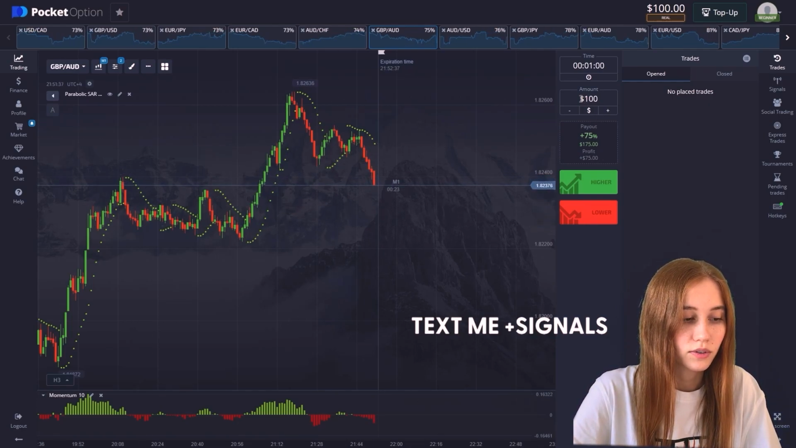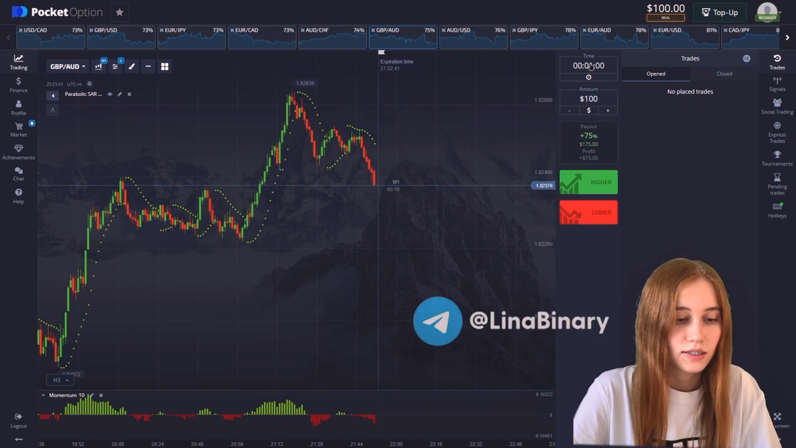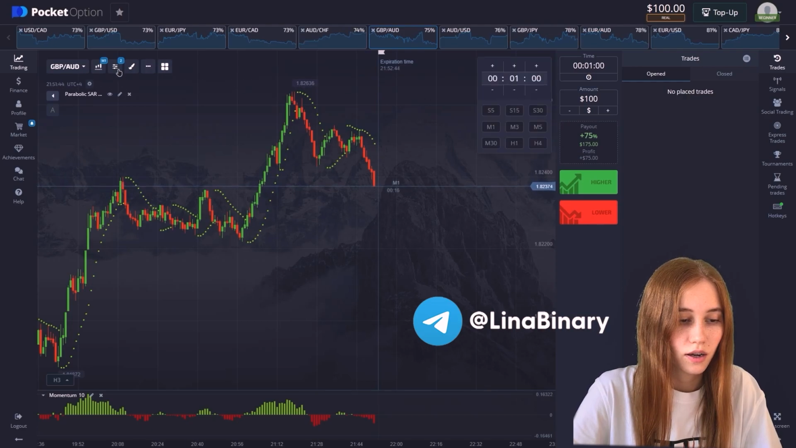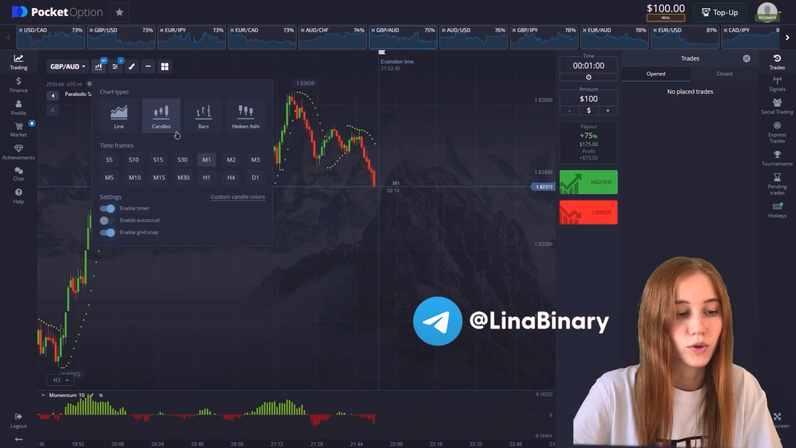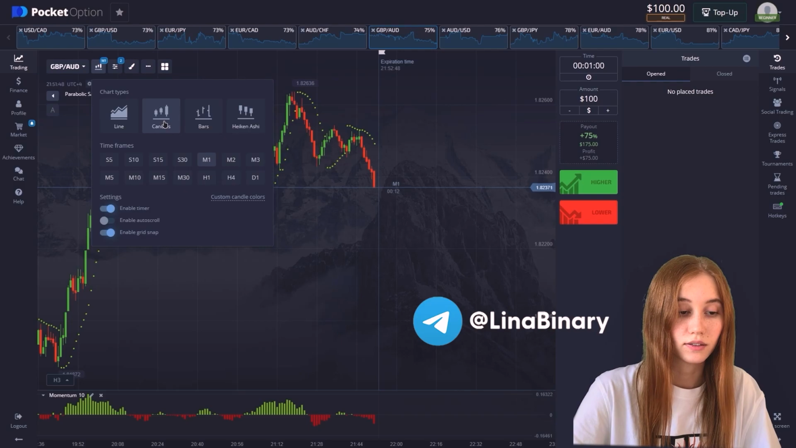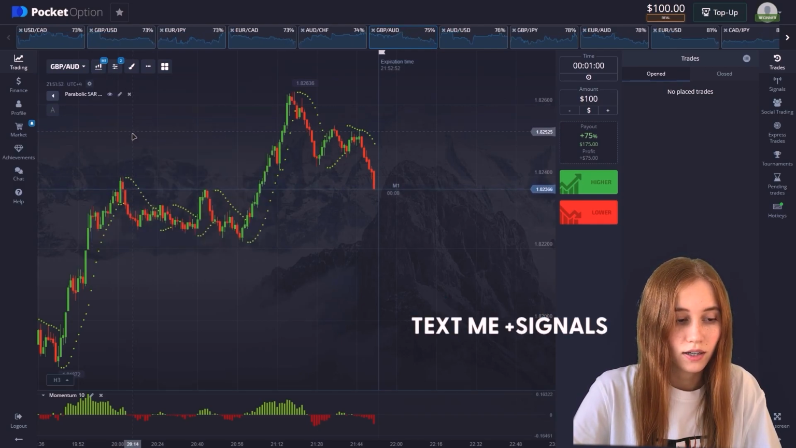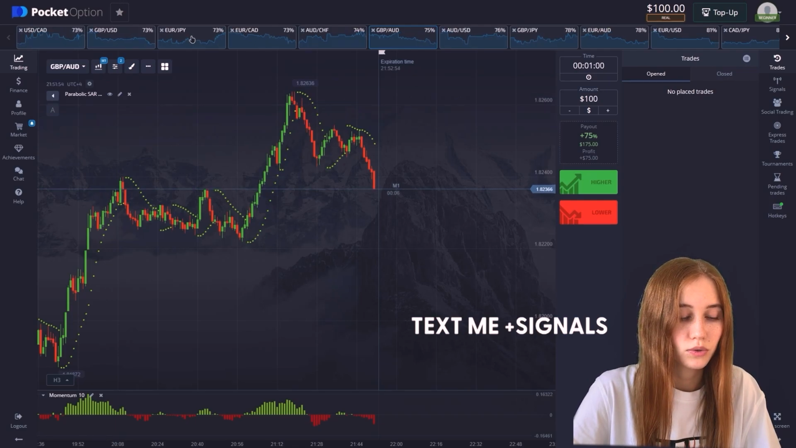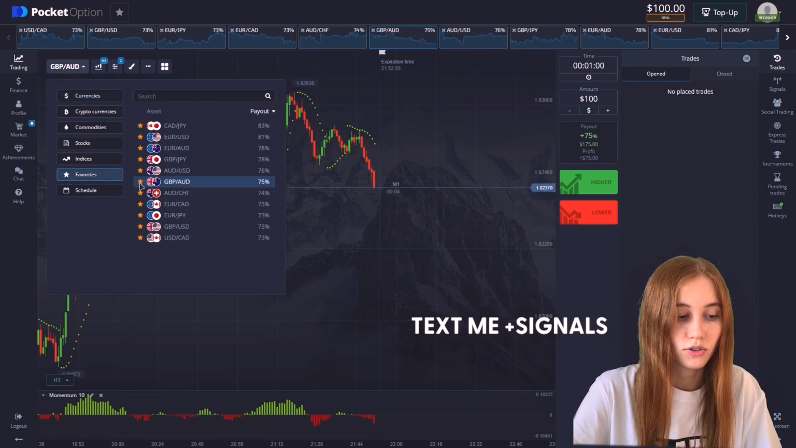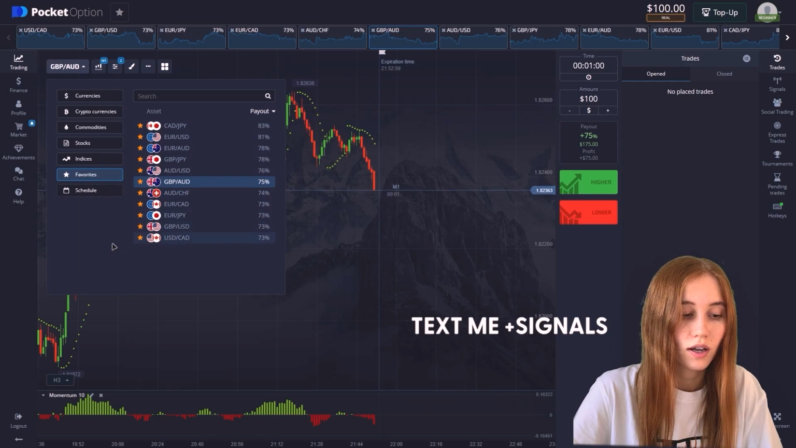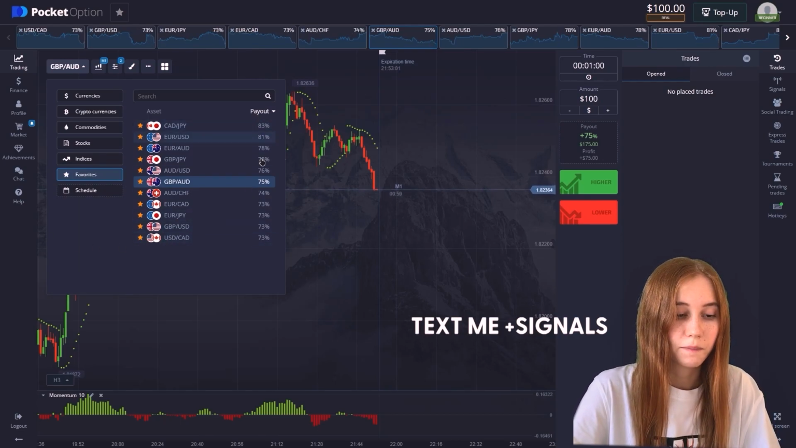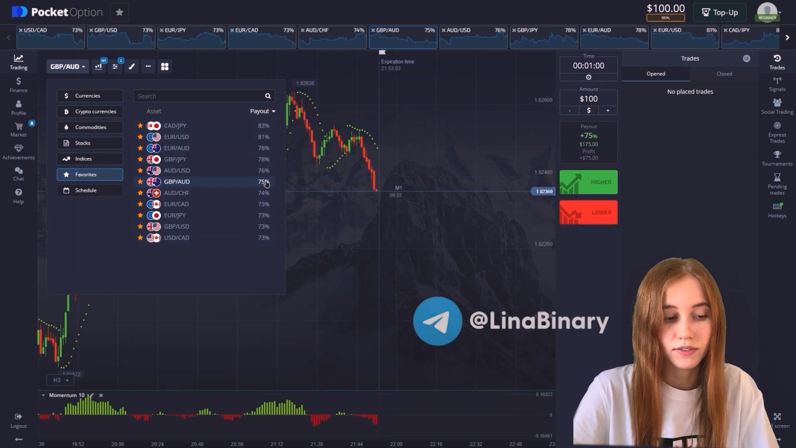Let's set up our workspace. The amount of deals will be $100. Deal time is 1 minute, therefore we include the minute time frame in candles. And these are my settings at the moment. We'll also trade on currency pairs. I choose these currency pairs for myself. They suit me perfectly. The payout percentage is above 70 everywhere.